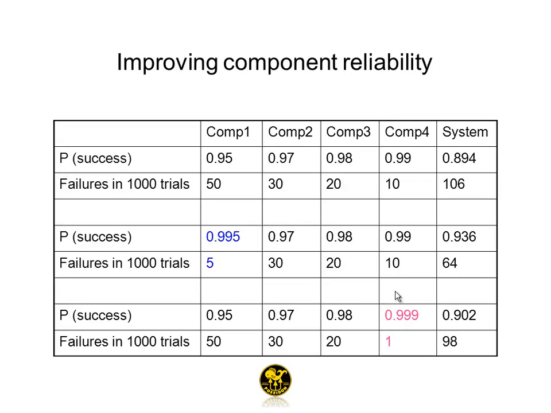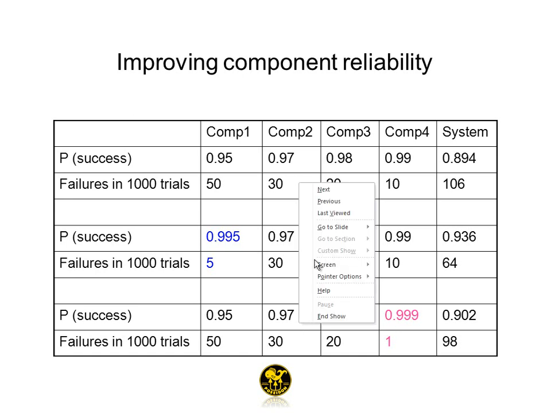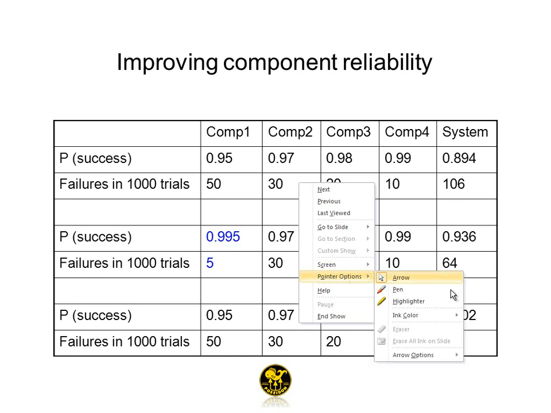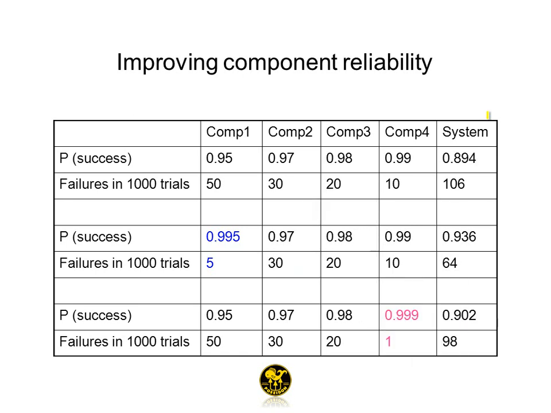So what you'll see here on the top two lines is a system that consists of four components, 1, 2, 3, and 4. And I have put the probability of success of each of those components in the second row and converted that into failures per 1,000 trials. And so you can see this system on the far right-hand side, over here, 106 failures per 1,000 trials.